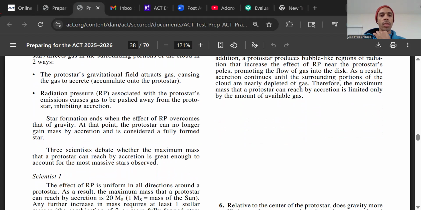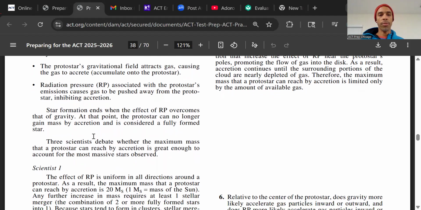Star formation ends when the effect of RP overcomes that of gravity. That's because you're not attracting any more gas: radiation pressure is pushing away more gas than is being attracted by the gravitational field. So RP overcomes the effect of gravity. At that point, the protostar can no longer gain mass by accretion. That makes sense, and it is considered a fully formed star.